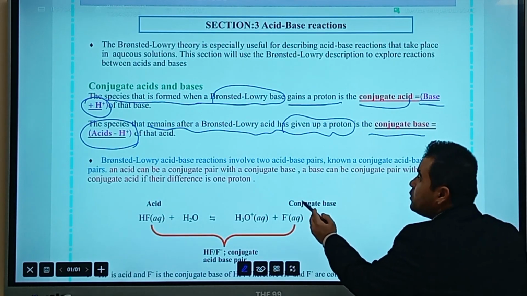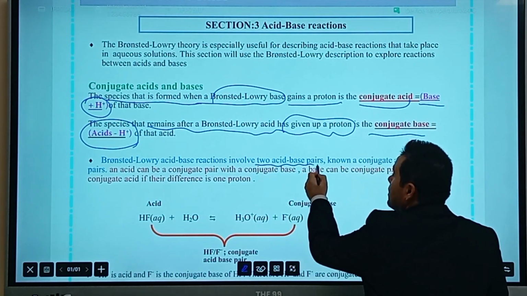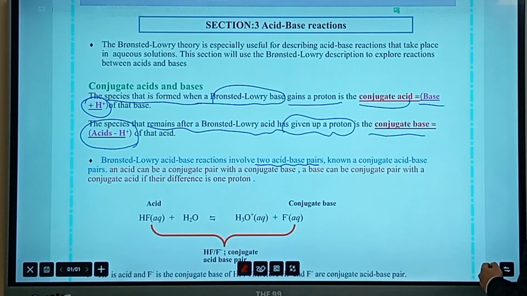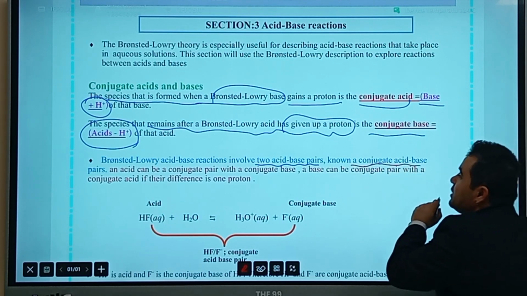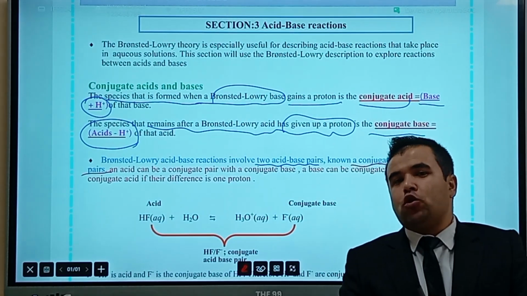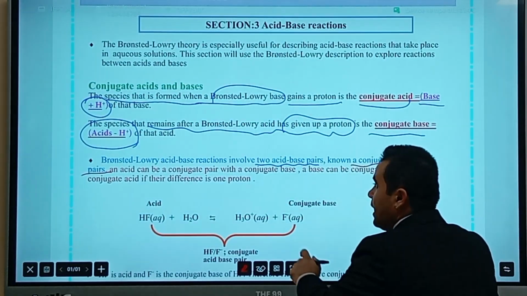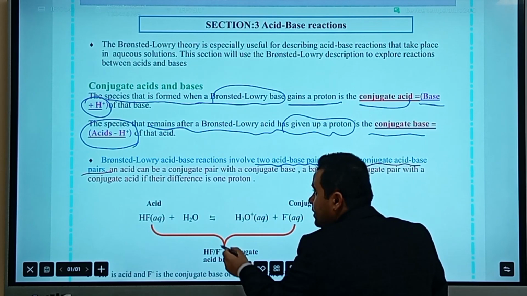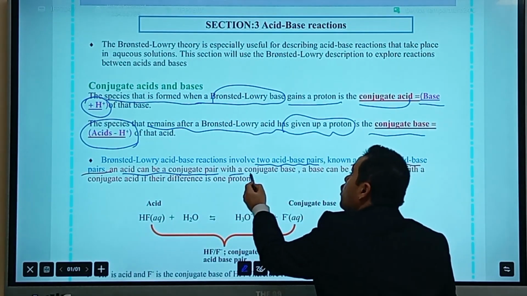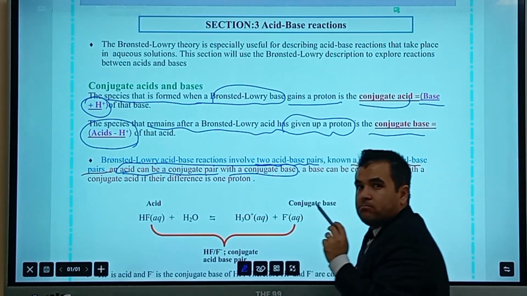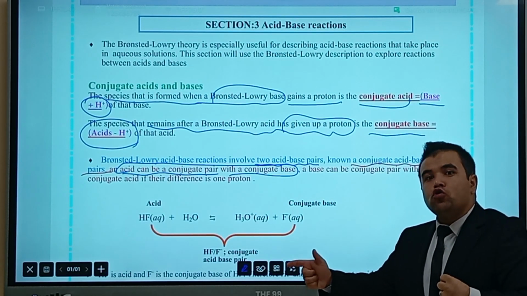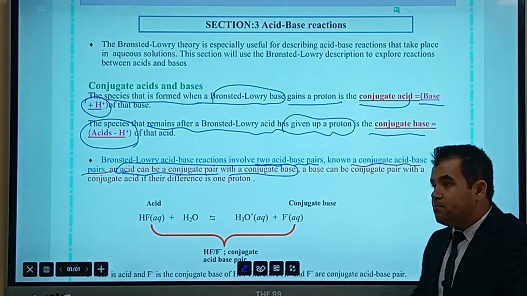The Bronsted-Lowry acid-base reaction involves two acids and two bases, forming two acid-base pairs. These pairs are the conjugate acid-base pairs. Which species become acid-base conjugates? Guys, an acid, as I have stated, can be a conjugate pair with what? With a conjugate base. So what can be conjugate pairs? An acid with its conjugate base are conjugate pairs.